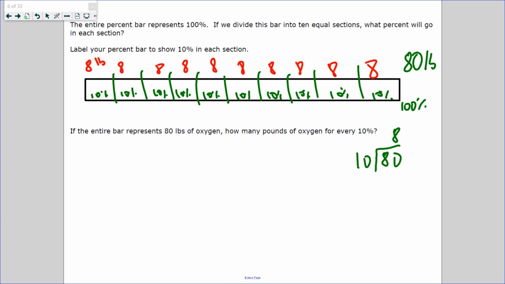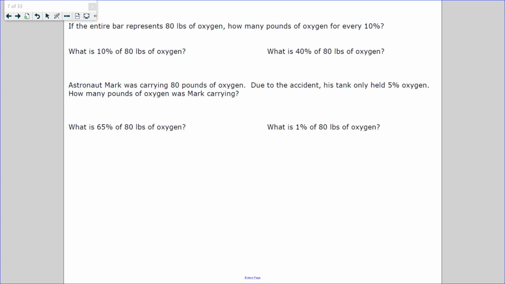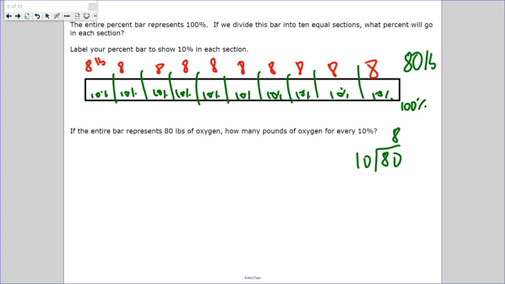And let's answer some questions now. If the entire bar represents 80 pounds, how many pounds of oxygen for every 10%? Every 10% is 8 pounds.